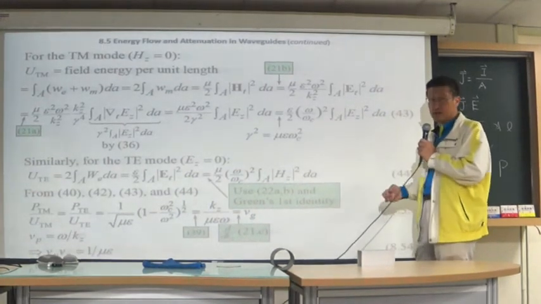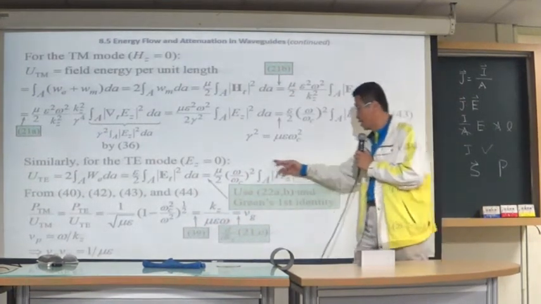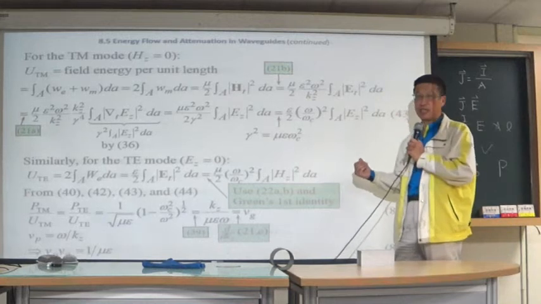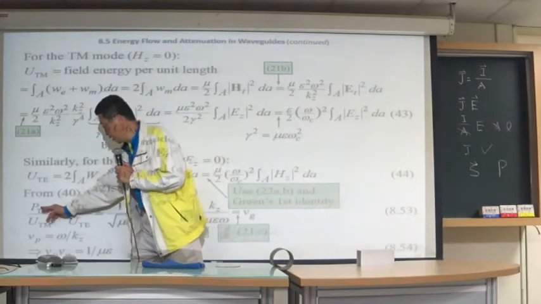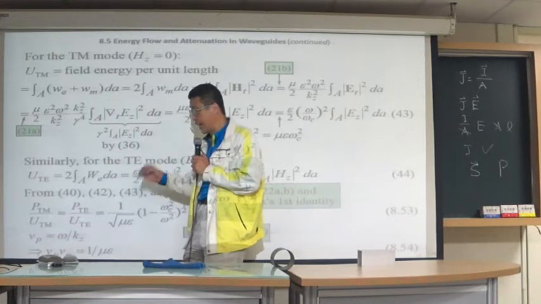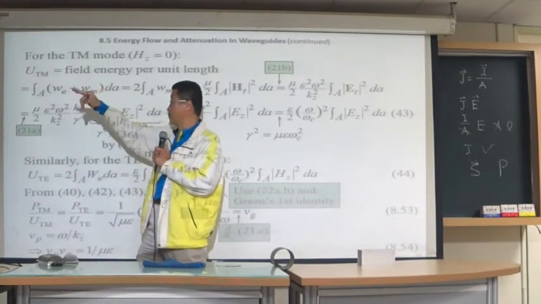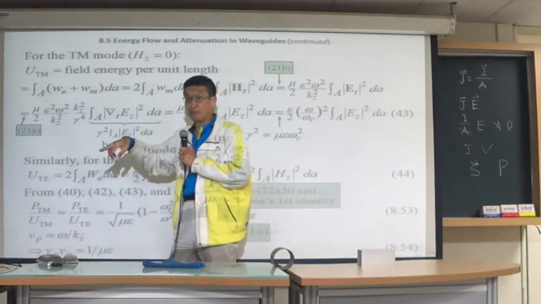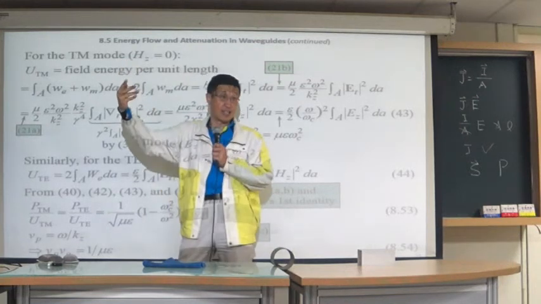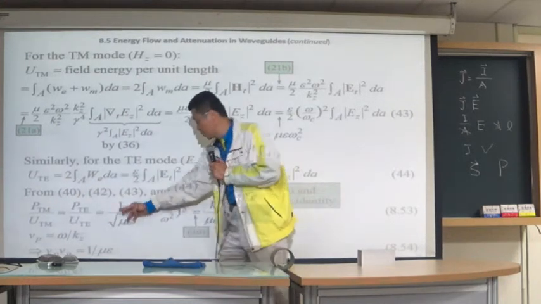Similarly, for TE0, we got the same result. You can check P_TM and U_TM. P is power, energy per unit time. U is energy per unit length. Dividing energy per unit time by energy per unit length becomes length per unit time. That's velocity, right? The dimension is velocity. So dividing these two terms, we got this one.